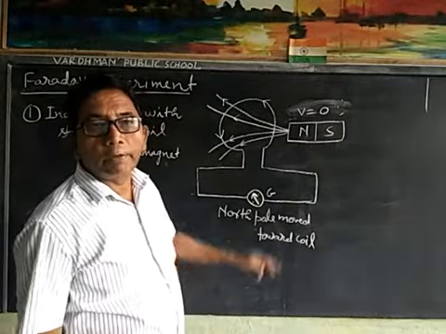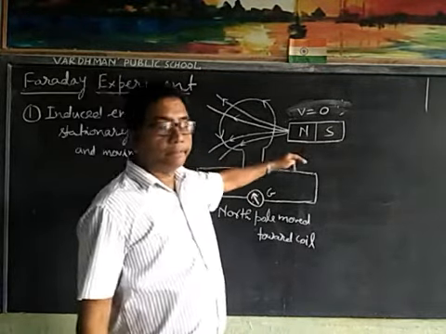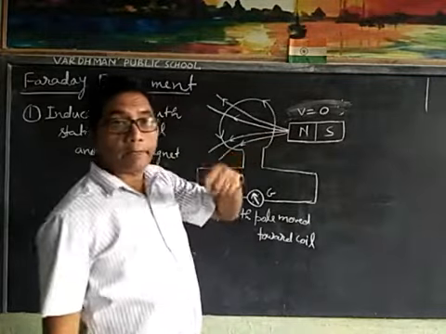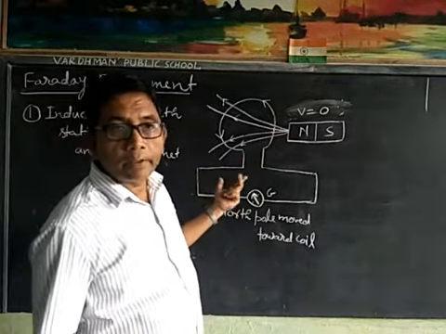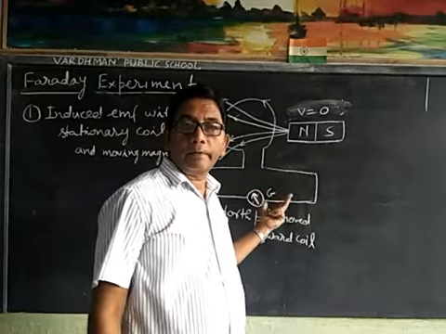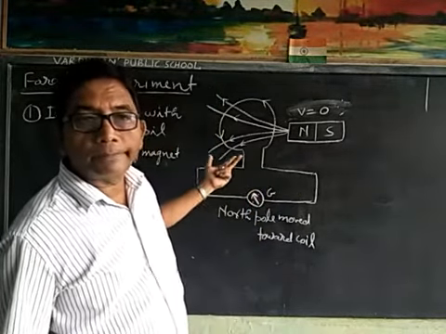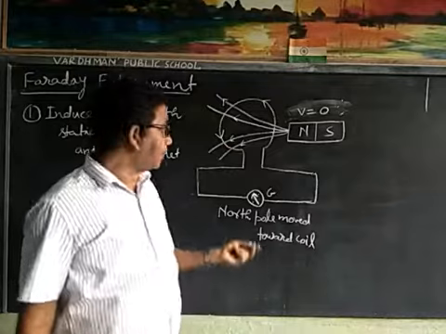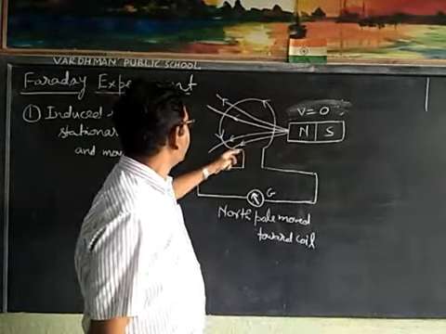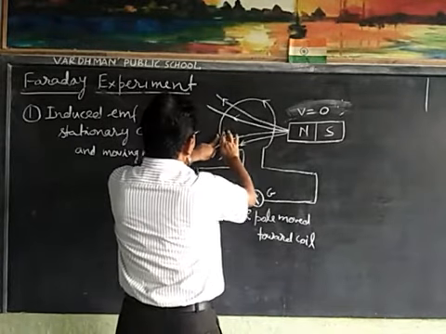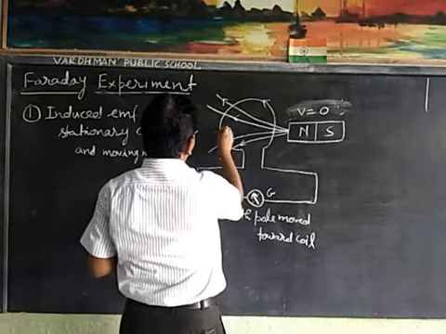What is this? When the north pole of the bar magnet... First case, I will revise it. When the north pole of the magnet moves towards the coil, the galvanometer shows deflection on the right side. And the second diagram you can draw it again, but the direction of current is clockwise.